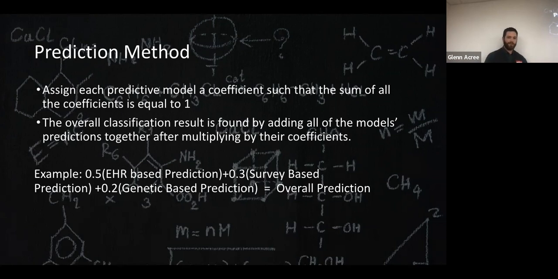So the example I have here is if I gave 50% of the overall weight to our EHR model, and then 30% to our survey, and 20% to our genetic, I'd add all of those parts together, multiplied by their coefficients, and then I'd get some sort of output between 0 and 1. And depending on where I choose to put the cutoff, like if I say, okay, if it's above 0.5, then their control, if it's below 0.5, then their case, then I would use that for overall prediction.